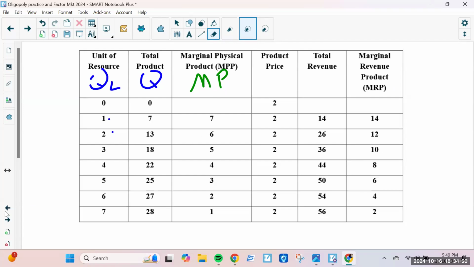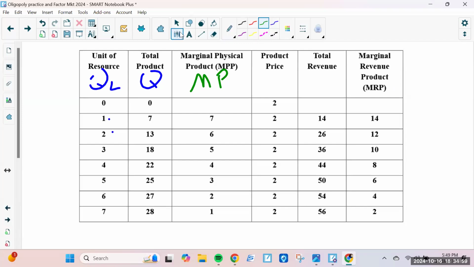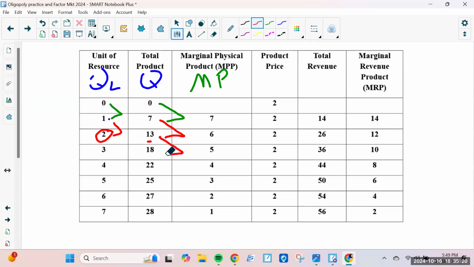Okay, marginal product, as we talked about a minute ago, is the change in total product divided by the change in the quantity of resource. This should just be a review. 7 minus 0 divided by 1 minus 0 is 7. We add the second worker, and now we get a total of 13. So what did he add? 13 minus 7, which is 6. The next worker adds 5, 18 minus 13.